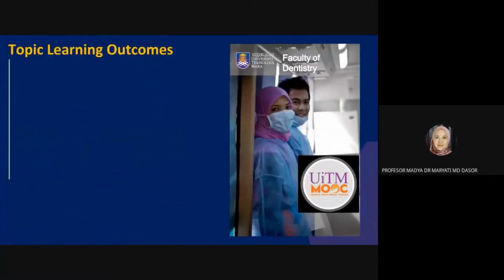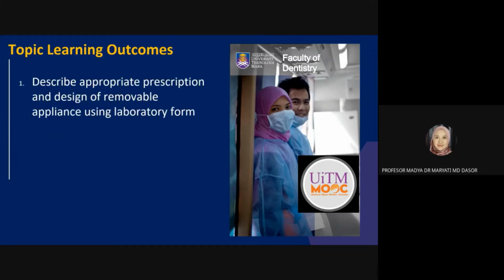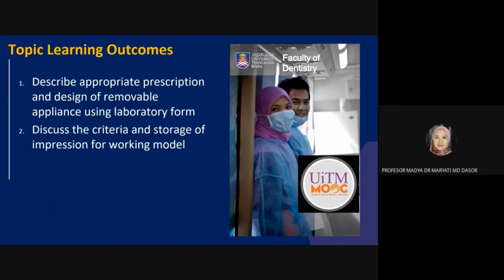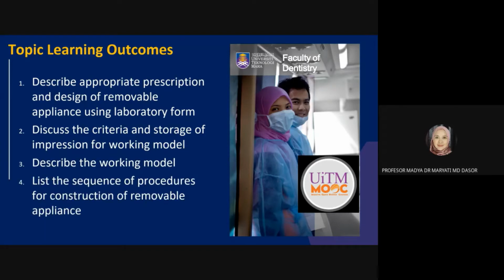At the end of this session, you are required to know about the learning outcomes of fabrication for removable appliance. The first one is describe appropriate prescription and design of a removable appliance using a laboratory form. Second learning outcome is discuss the criteria and storage of impression for working model. Describe the working model. List the sequence of procedures for construction of a removable appliance.